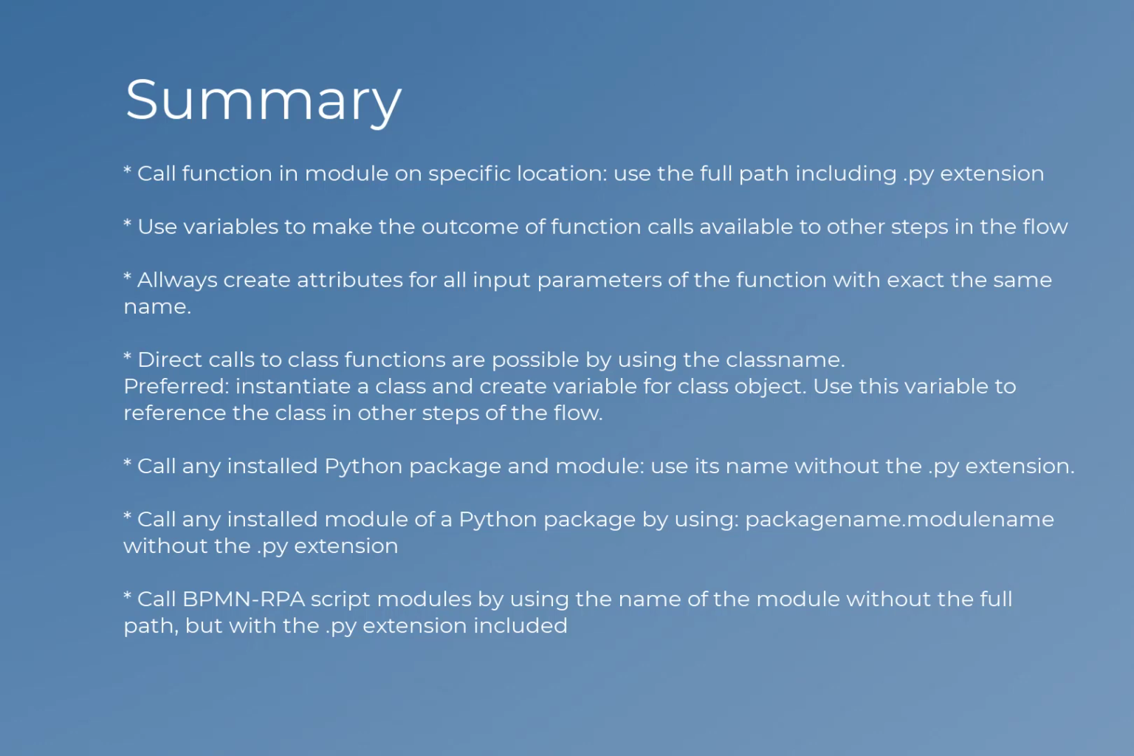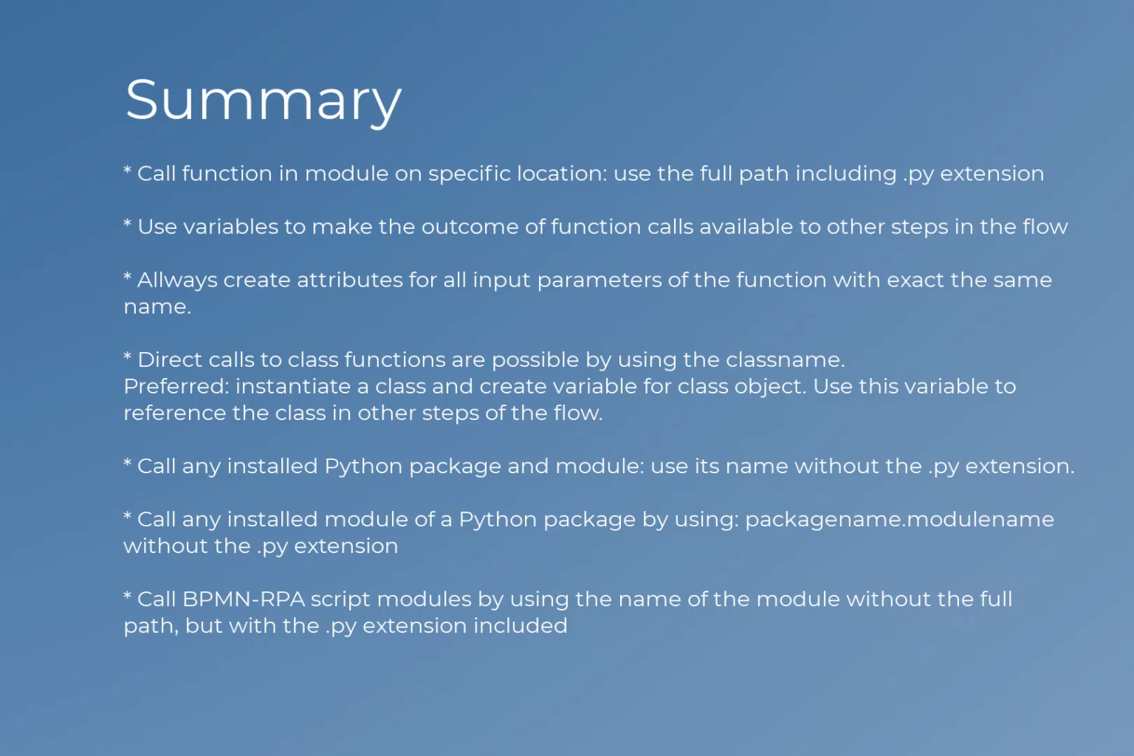You can make direct calls to functions that are in a class by using the class name in the class field, but it is better to instantiate a class to a variable and use the variable in the other steps of the flow to reference the class. This will improve performance and you will have access to the values of internal attributes of the class.